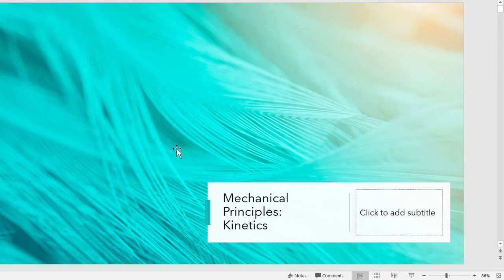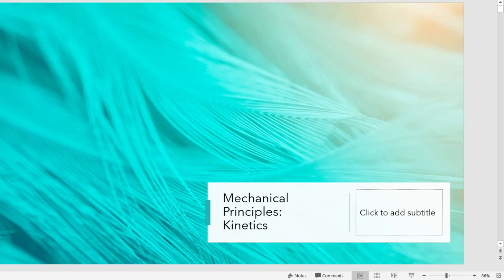Okay, good afternoon. So today, this afternoon, we're going to discuss the mechanical principles of kinetics. So going back, mechanical principles of kinetics. So when we talk of kinetics, it refers to the motions.